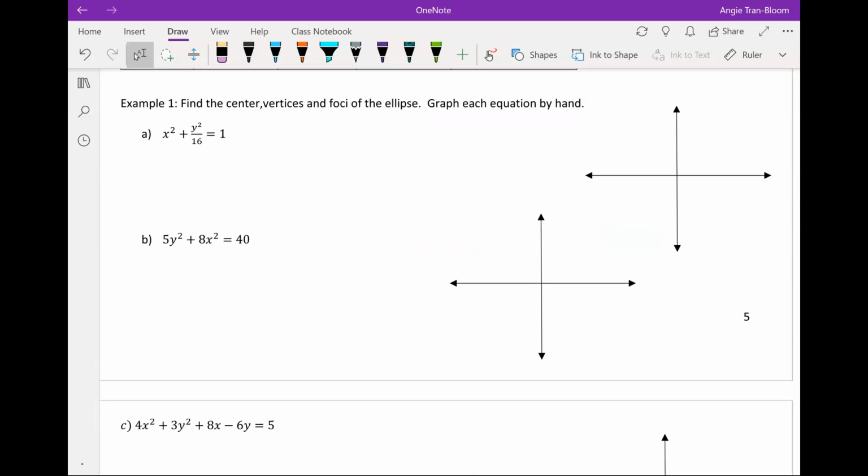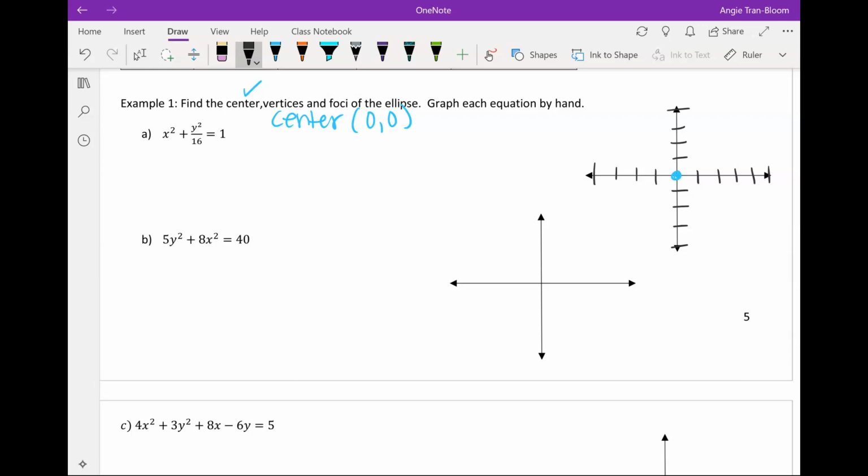Find the center, vertices, foci of the ellipse, and graph it by hand. What's the center? Yeah, we love it. Center, 0, 0. Check. Let's plot it right away. I'm going to make some tick marks. 1, 2, 3, 4, 5. 1, 2, 3, 4. Okay.